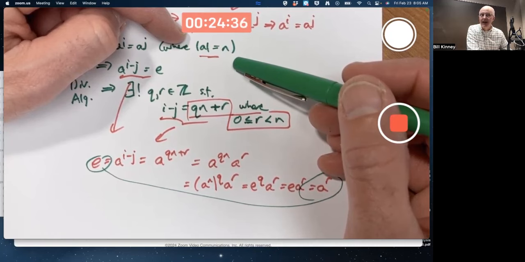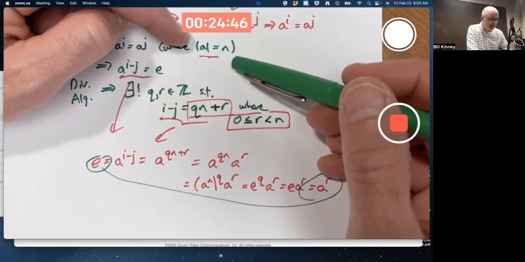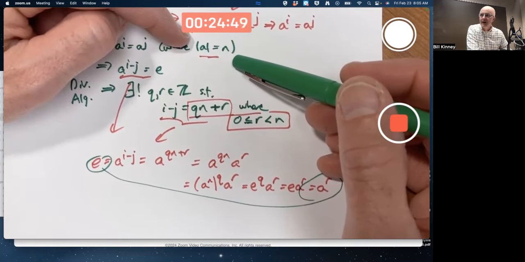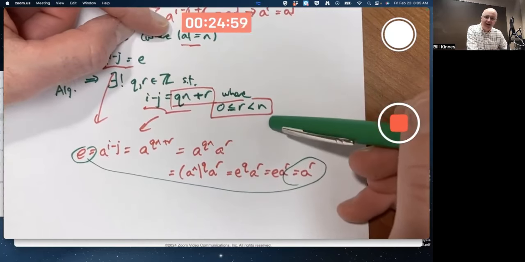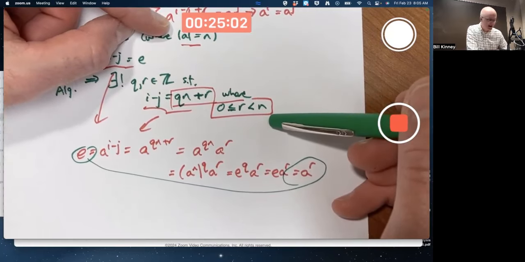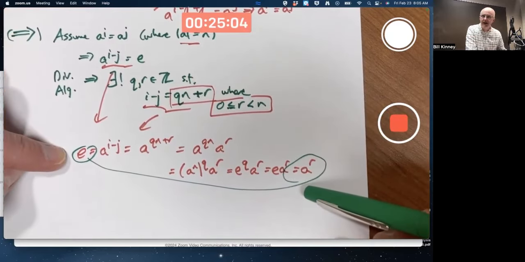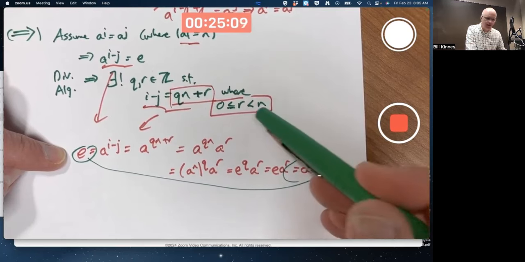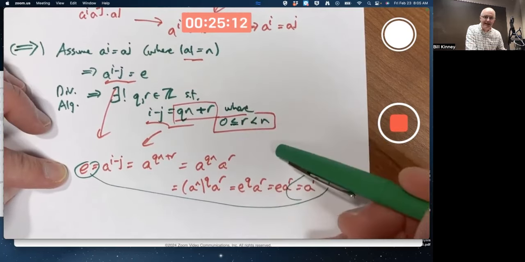But it also means more than that. It also means, for example, a to the 5th does not equal e. a to the 4th doesn't, a to the 3rd doesn't. 6 is the smallest positive power getting you back to the identity. Same kind of thing here in the abstract. When I say the order of a equals n, yes, a to the n equals e, but just as important, n is the smallest positive power bringing you back to e. r is smaller than n, and we're saying a to the r equals e. The only way that can happen, since r is smaller than n and n is the order of a, is that r must be 0.